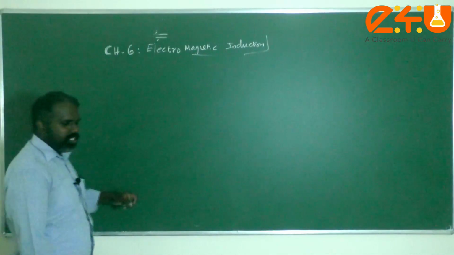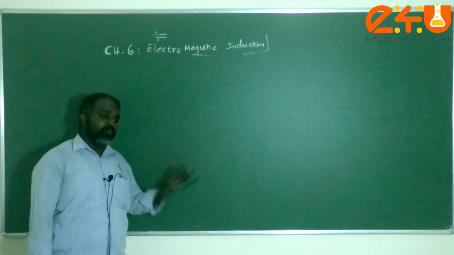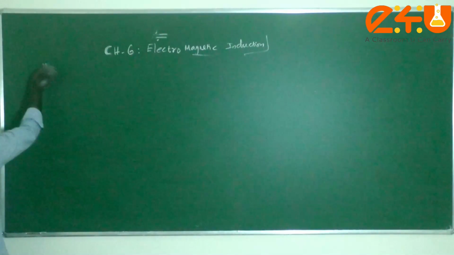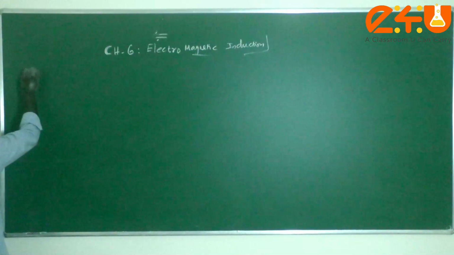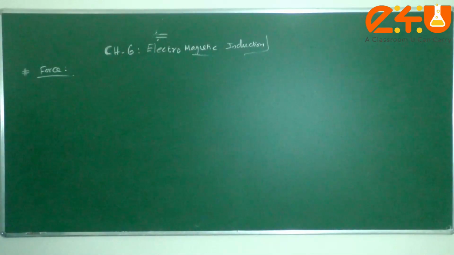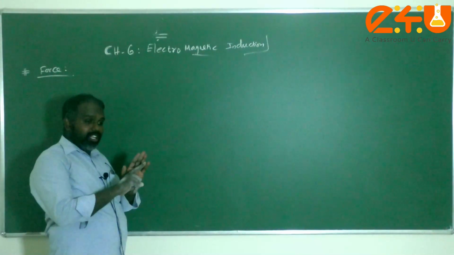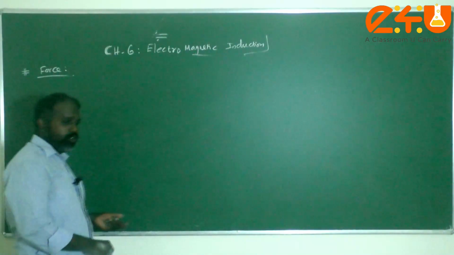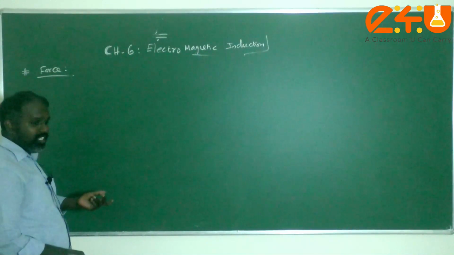We are going to discuss the origin of this motional EMF. So let us assume that the first one is the force acting on the conductor. We know that whenever a current carrying conductor is placed in the magnetic field, it experiences a force. F is equal to BIL sin theta.